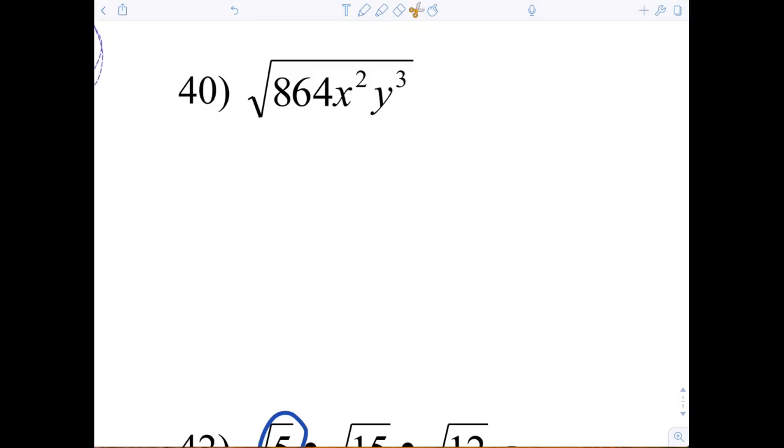So now we have to break it down. One way to break it down, guys, is always to add the digits up. So 8 plus 6 plus 4 is 18. Therefore, I know it's divisible by 9. So everybody take 864 divided by 9, please. 96. So that's 9 times 96. X squared, y squared, y. Now, 96.